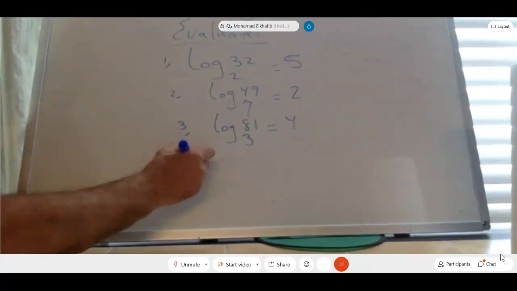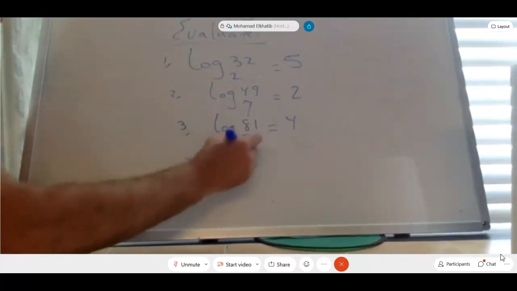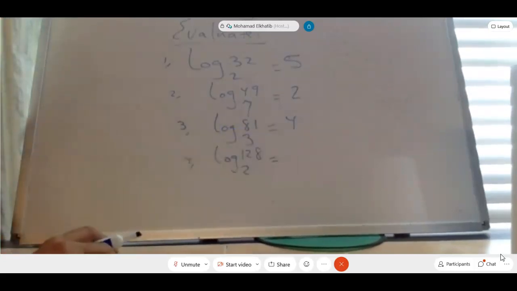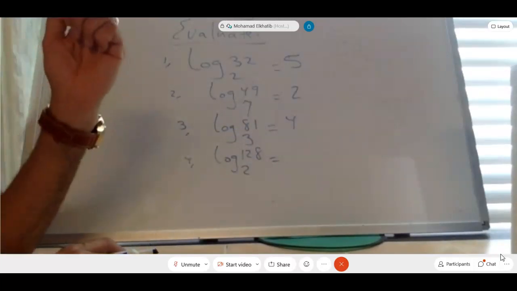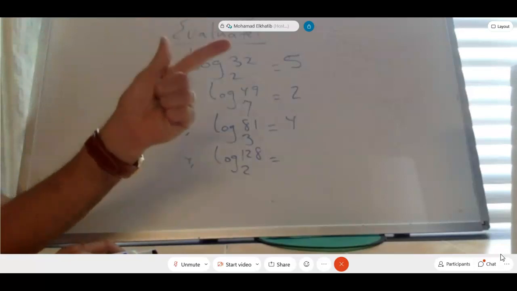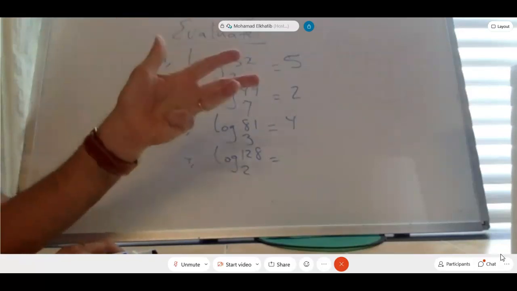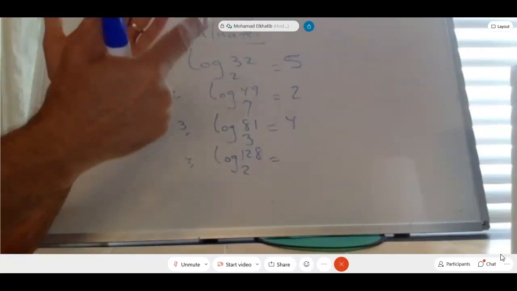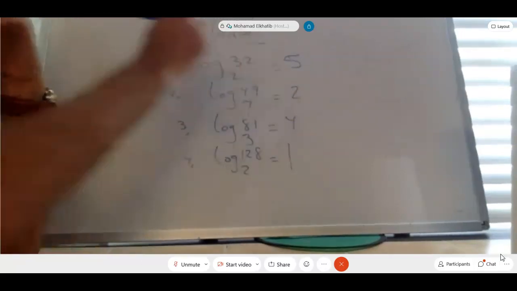Okay. Let's see. I want to do log 128 base 2. So remember, I work with the base. How many times would I multiply 2 by itself to reach 128? Here's my fingers. 2 times 2, 4, 8, 16, 32, 64, 128. And the answer is 7.